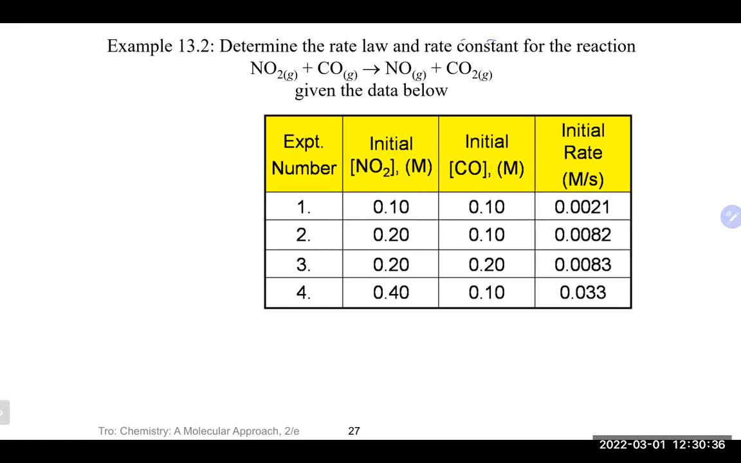All right, let's take a look, see how we're doing. So same approach here. We're going to go with the rate is equal to K, NO2 to the X, and CO I will call Y. So in this particular table, there's actually 4 entries. And like I said, you could have a lot of entries sometimes.